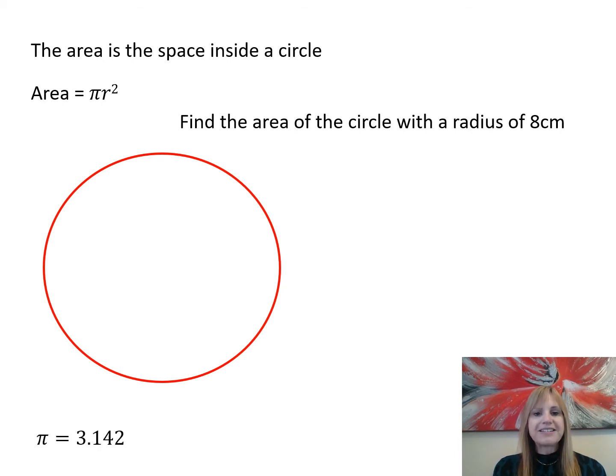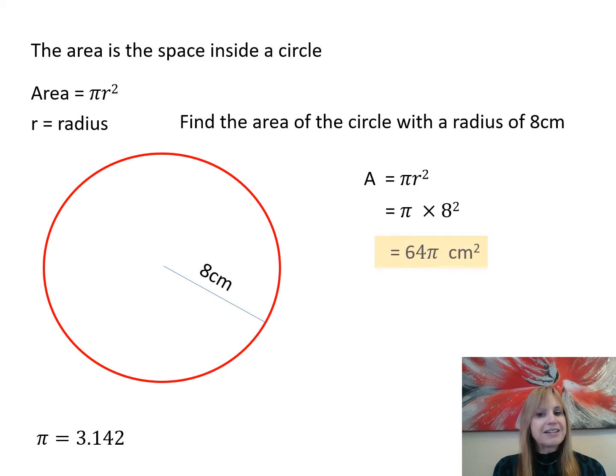Remember, the radius is a line that goes from the center to the outside. So in this circle, the radius is 8. So I need to find pi times 8 squared. Now in terms of pi, as a non-calculator answer, 8 squared is 64. 64 times pi is 64 pi.